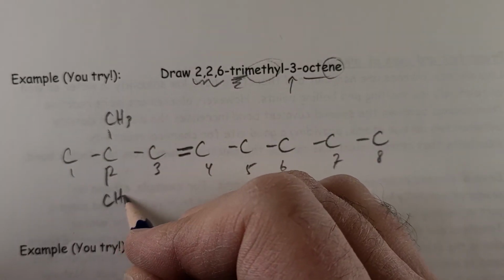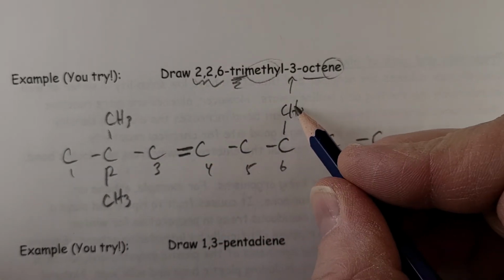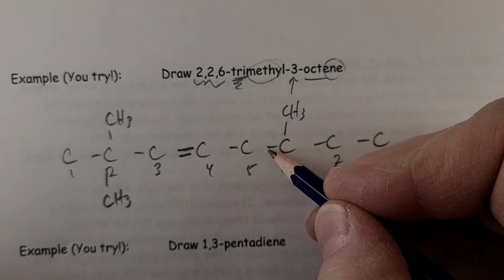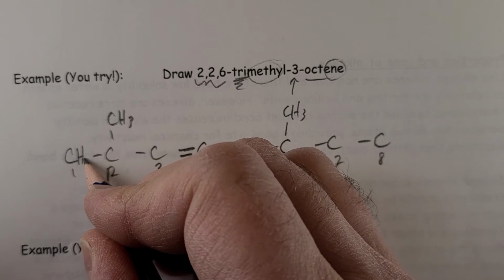There's 2 of them at position 2, 2, 2, 6. And of course I could have drawn this below, it doesn't matter, because there's rotation around single bonds. Double bonds, however, there isn't.